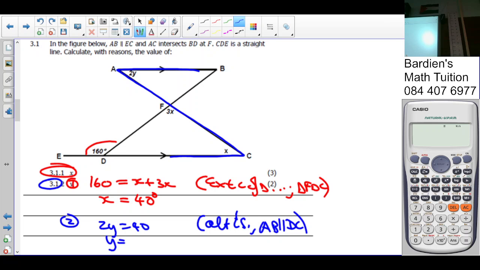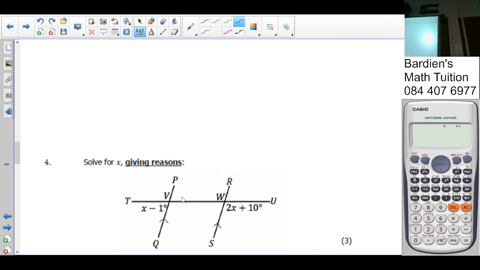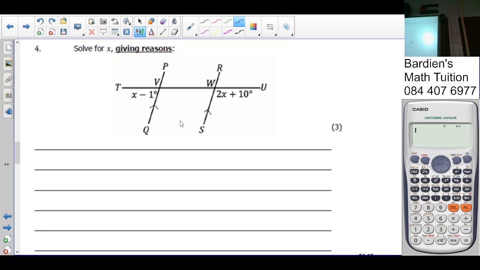So y is going to give you 20 degrees. Okay? Then the last one, number 4, says solve for x, giving reasons. As we can see here, we need to set up an equation so that we can solve for x. So if we look at this here, we can go with angles on a straight line.